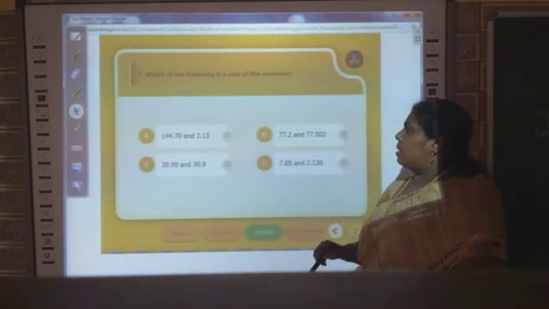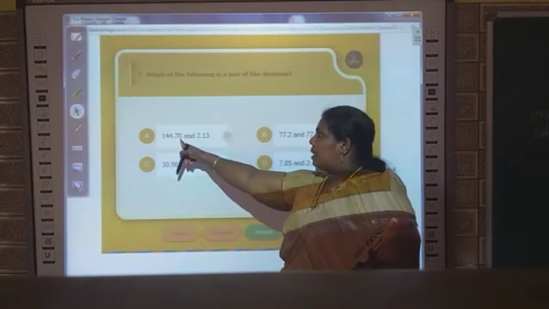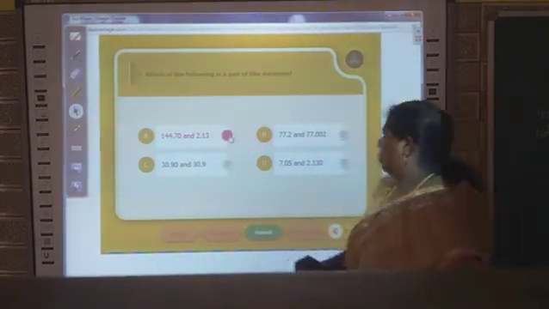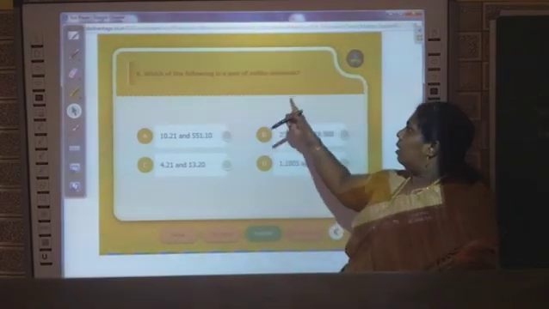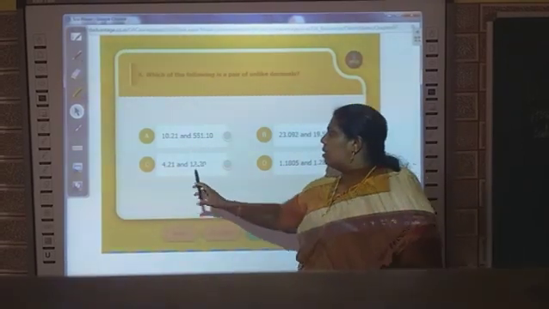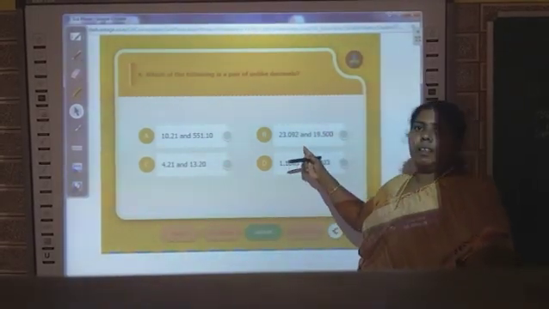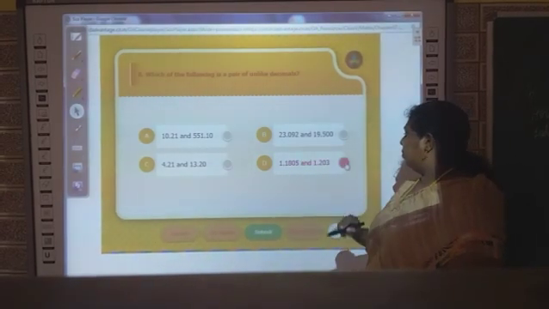Here like decimals. Like decimals, first one is like decimal, isn't it? 0.70, 0.13, like decimal. Then here pair of unlike decimal. The first one is like decimal. This is also like decimal. This is also like decimal, isn't it? Then this is unlike decimal.